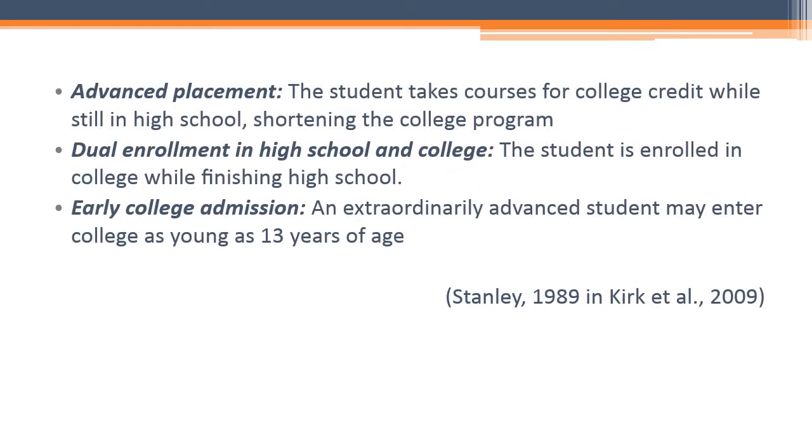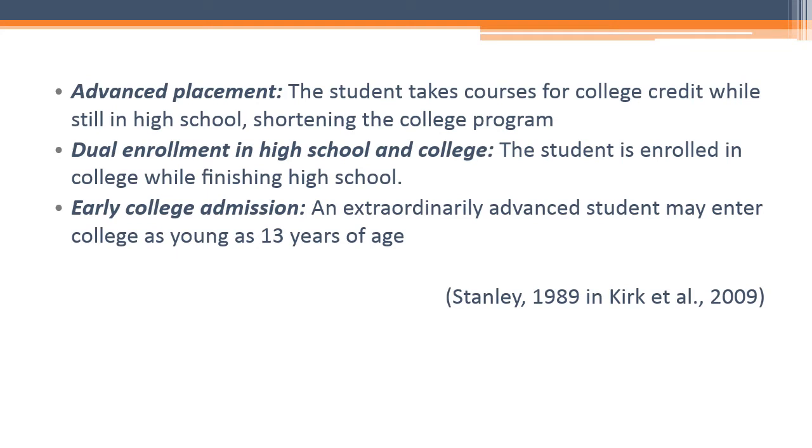Okay, so next we have here advanced placement. So the student takes courses for college credit while still in high school, shortening the college program. So at the same time, yung bata maybe nasa third year or fourth year usually in the high school program. And then habang nasa high school siya, nagte-take na siya ng some units sa college so that the years na dedicated for college education would be shortened.